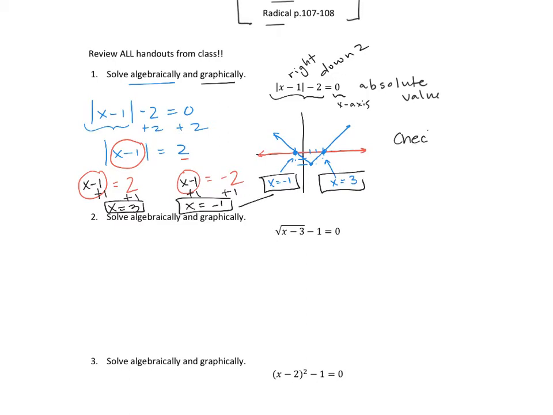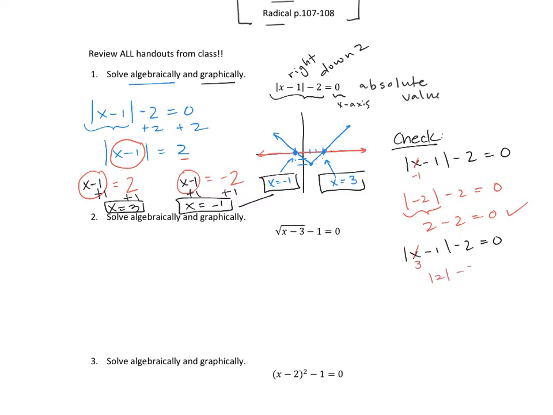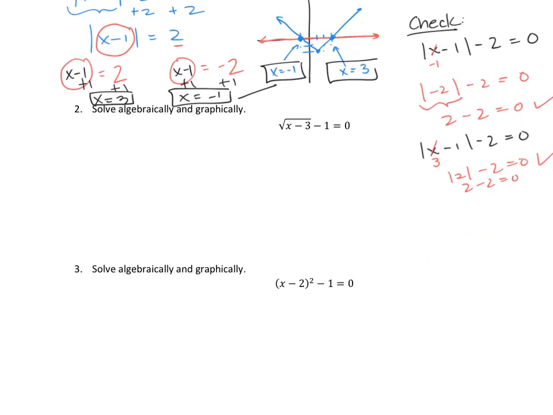Now one last thing I could do is check that they're right by plugging into the original equation. So again, the original equation is written there. So if we plug in a -1, that's going to be the absolute value of -2 minus 2 equals 0, which is 2 minus 2, and it does equal 0. To plug in our other value, which would be the 3, okay, we'll cross that off. 3 minus 1 is 2. We're looking at the absolute value of 2 minus 2 equals 0. That's 2 minus 2 equals 0. That checks as well. So the next one we're going to look at is a radical equation.